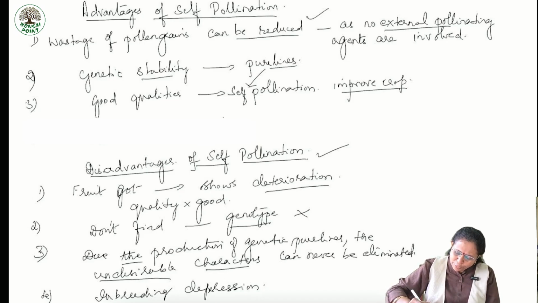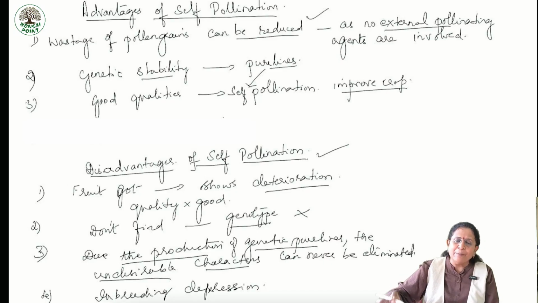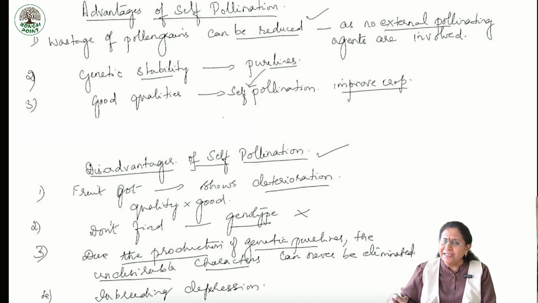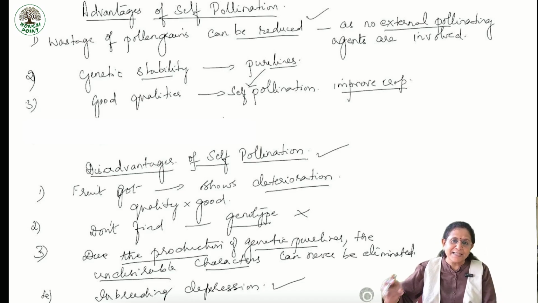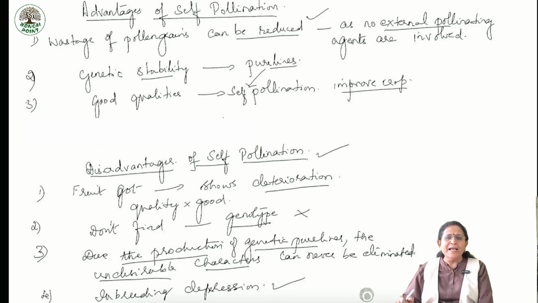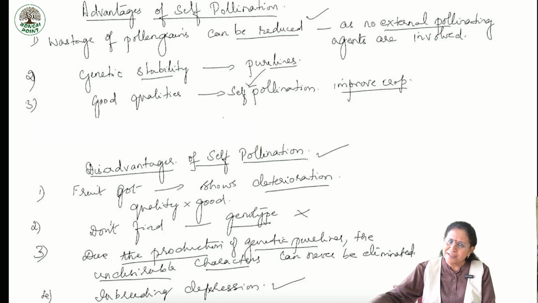Next, due to production of genetic pure lines, undesirable characters can never be eliminated. Desirable characters will be inherited, so also undesirable characters will be inherited. They can never be eliminated. Finally, the most important is continuous self-pollination or inbreeding results in inbreeding depression. Is it clear? Yes, students.